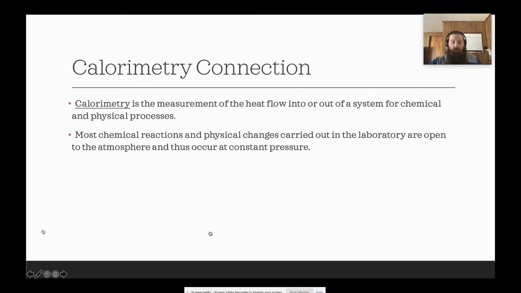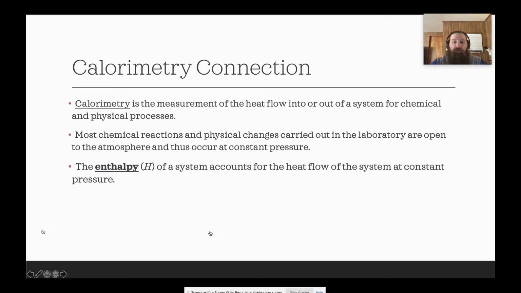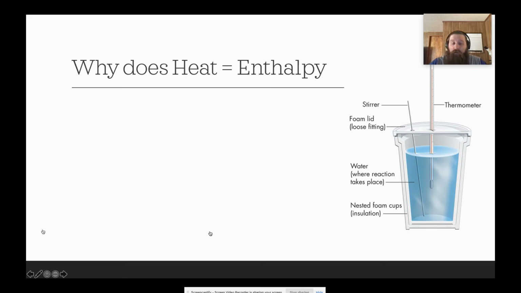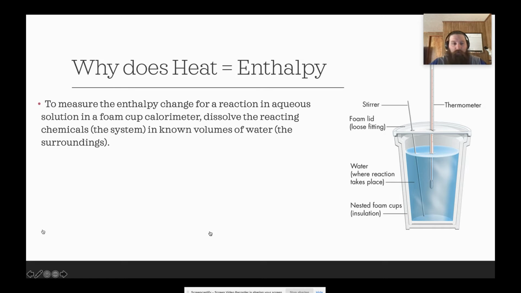So what's the calorimetry connection to enthalpy and Hess's law? Well, calorimetry is going to measure heat flow into or out of a system. Right? That's what calorimetry does. A lot of the chemical reactions that we do or the physical changes that we study in the chem lab happen under constant pressure, right? And that lets us look at enthalpy. Okay, enthalpy is H, and we've discussed it a little bit before, right? But that is the variable H. Okay, if you have change in enthalpy, we obviously say delta H, and a lot of times we use the word heat and enthalpy interchangeably. And obviously, we would like to explain why.